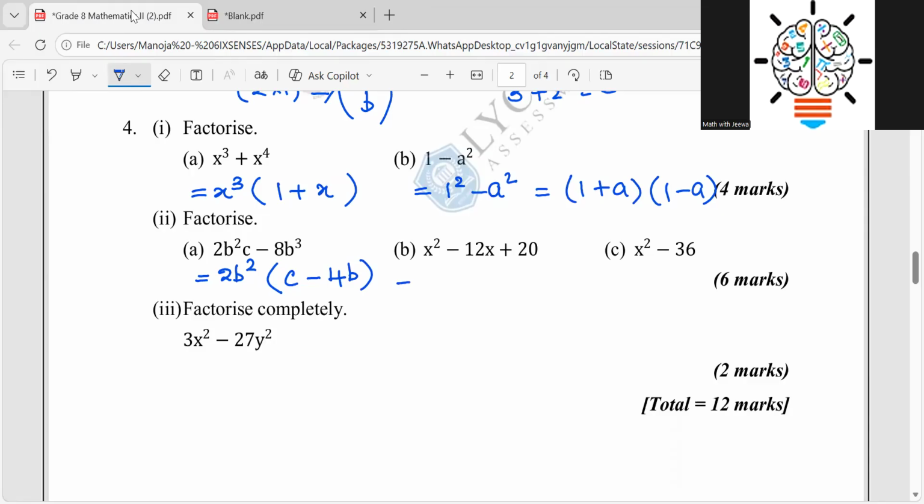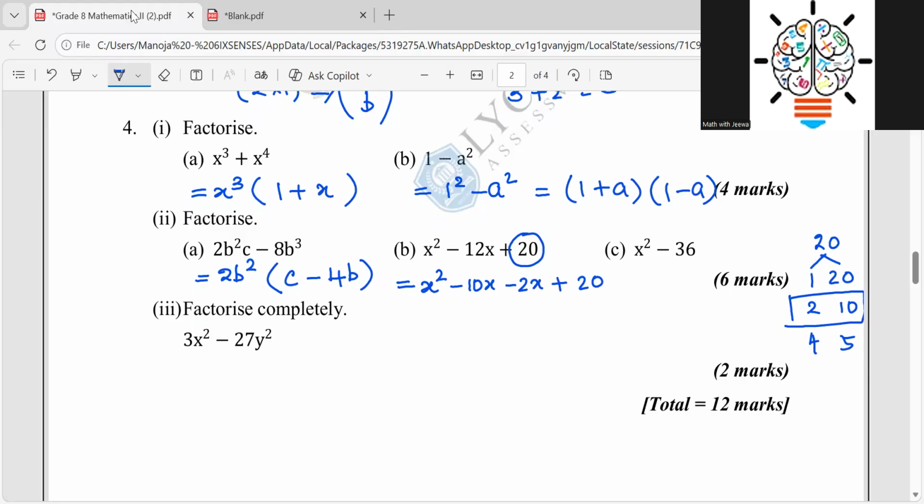And this one, how to get this answer, x squared minus 12x plus 20. You first take this 20, children, and then you get 1 times 20, 2 times 10, then 4 times 5. Out of these, I take 2 and 10. Why do I take 2 and 10? Because using those two numbers, I can have the middle 12. How am I going to have it, children? x squared minus 10x minus 2x plus 20, right?